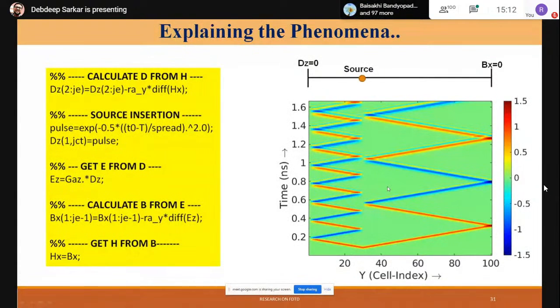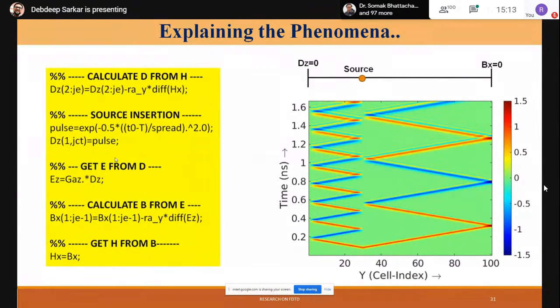But what is happening here? Here it was supposed to be our source location, but it seems that something is actually happening. After some point, when the pulse comes back here, it is actually getting reflected. Again, if you look into the code, you will get your answer. Here, what I am doing is putting Dz at index jc, where jc is actually j equals 30, and I am plugging in the pulse value. It seems very innocuous at that point, that I'm just putting the pulse value over here.